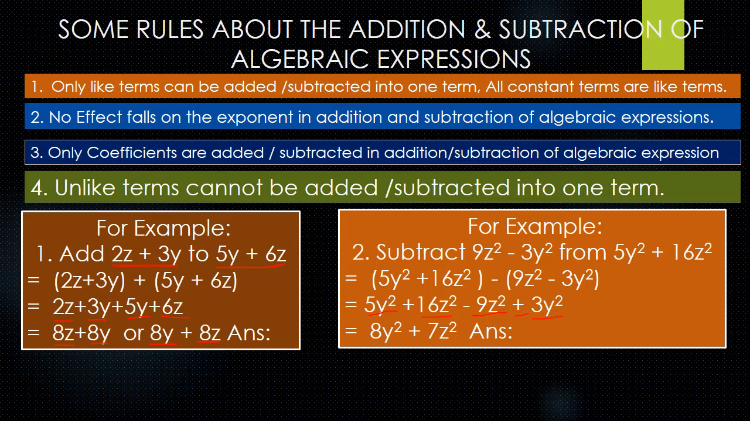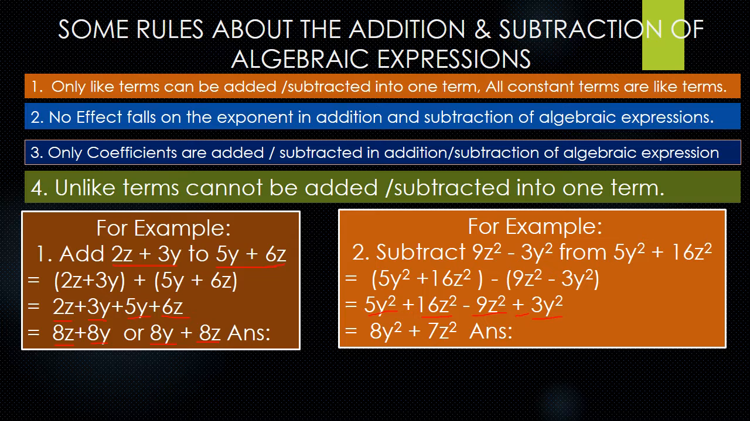Rule number 3: only coefficients are added or subtracted in addition and subtraction of algebraic expressions. We are only concerned with the coefficient. We are not concerned with the exponent in the process of addition. Exponent is only necessary in the case of like terms. If the exponents of the same variable are similar, we can add them. Otherwise, we cannot add them.